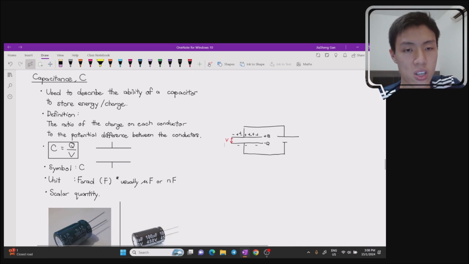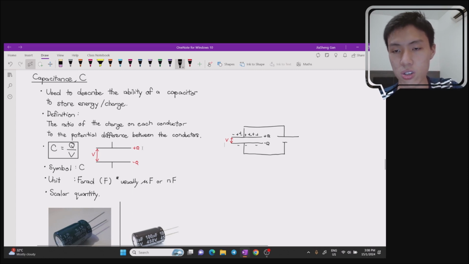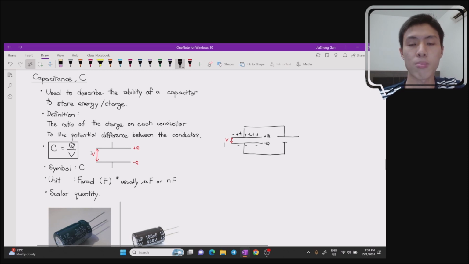Now that we know what Q is and what V is, we can say that the capacitance is the ratio of the charge on each conductor to the potential difference between the conductors. Again, we have positive Q, negative Q, and in between them there's a potential difference of V. So if you take the charge stored in the capacitor and divide by the potential difference between the capacitor plates, you get your capacitance, which is represented by the symbol C.